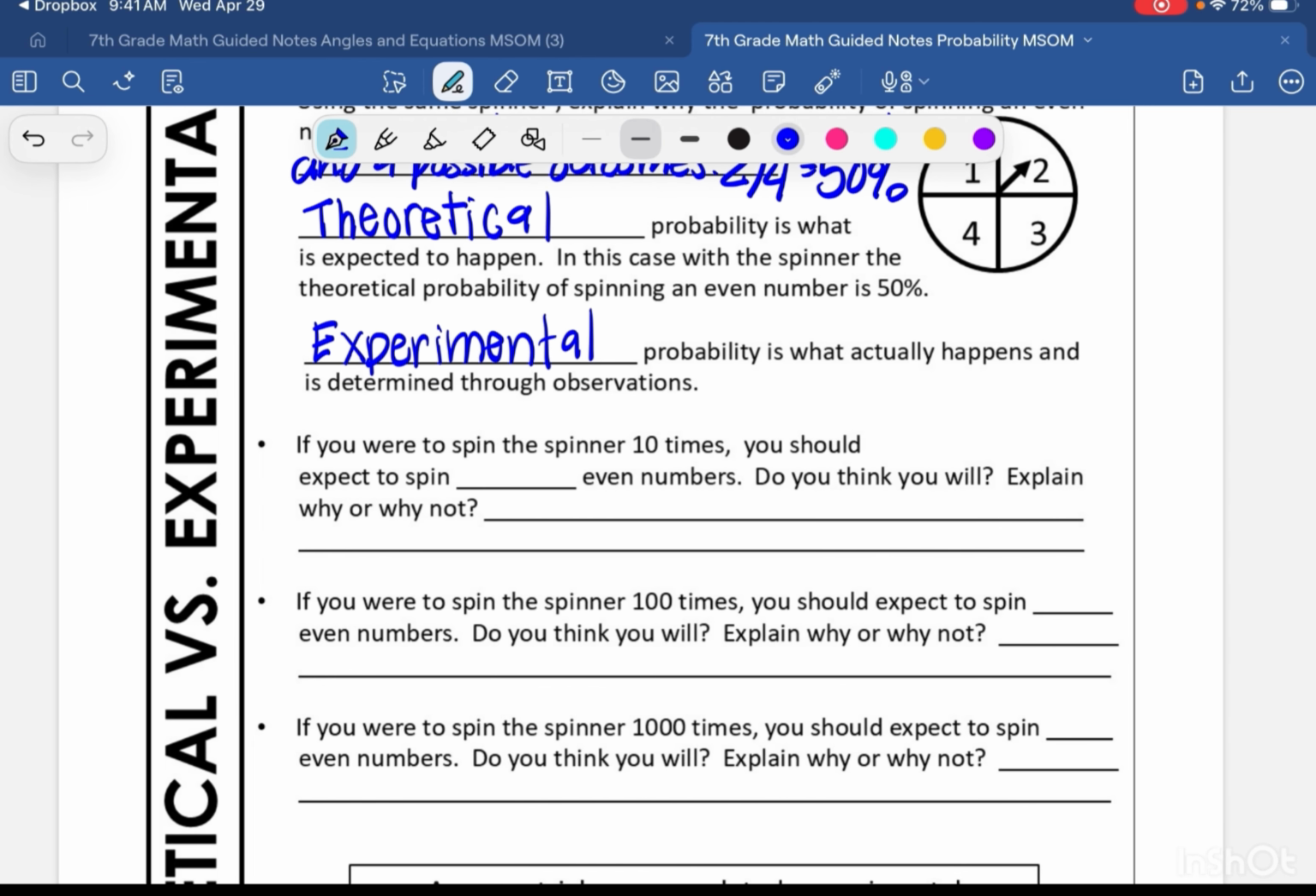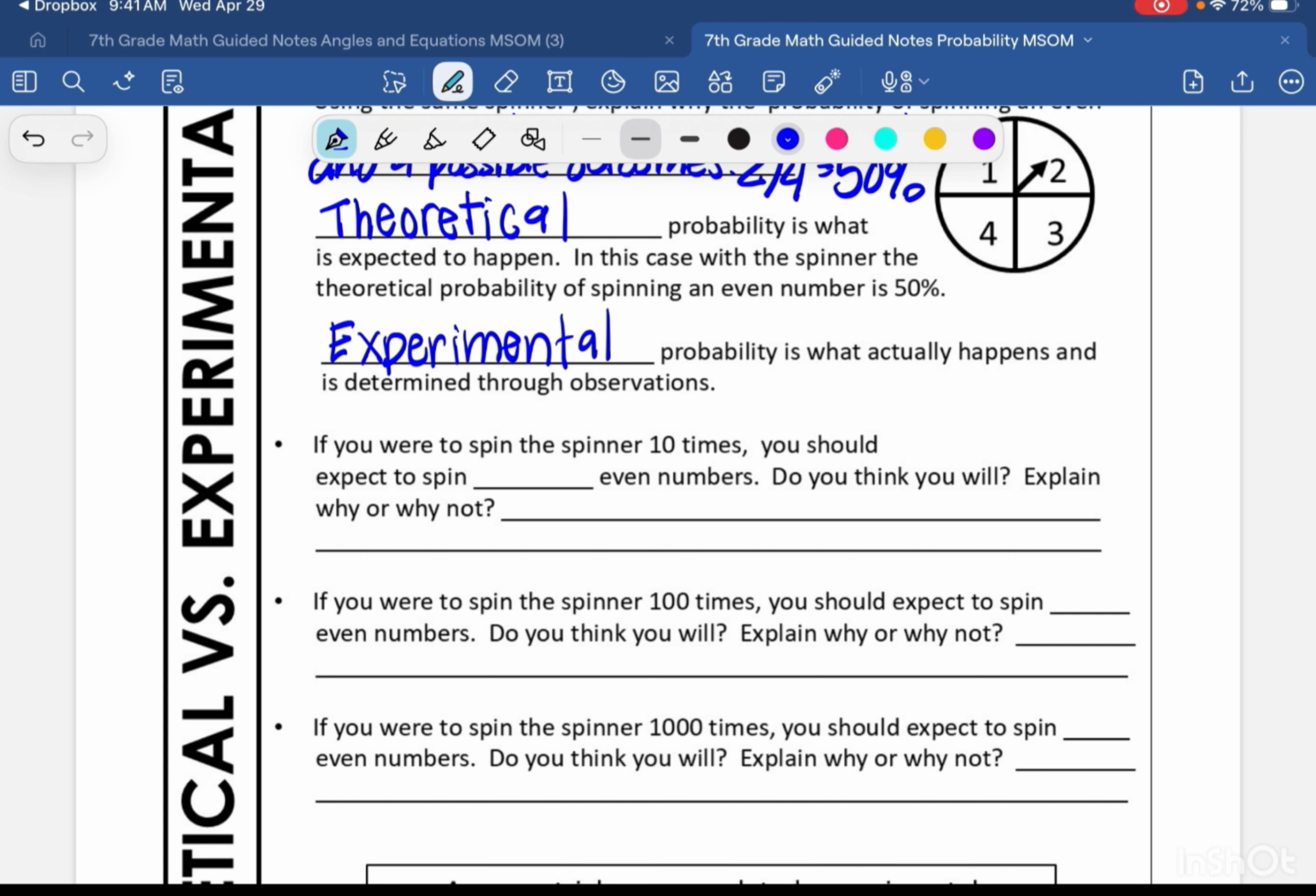If you were to spin the spinner 10 times, you should expect to spin, okay, so if it's 50%, I would expect to spin 5 even numbers. Mathematically, that is what is supposed to happen. Do you think you will? Explain why or why not. Well, I could spin 5 even numbers, but the number of trials is so low that it's likely that I may not spin exactly 5 numbers.